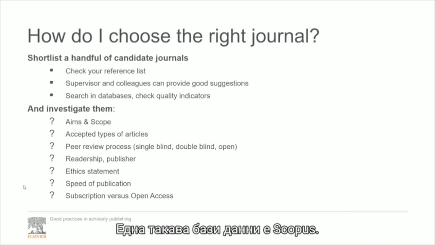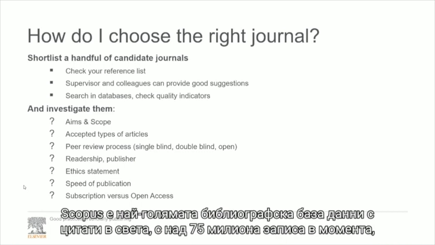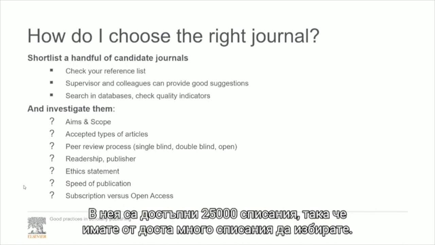One of those databases is Scopus. Scopus is the largest abstract and citation database in the world, with more than 75 million records currently, and if I remember, more than 25,000 active journals. So you have quite a lot of journals to choose from.